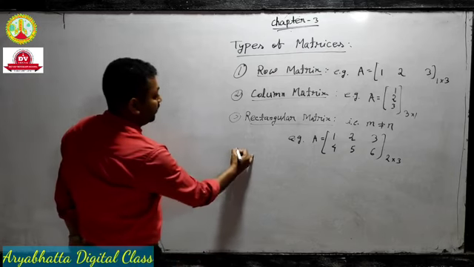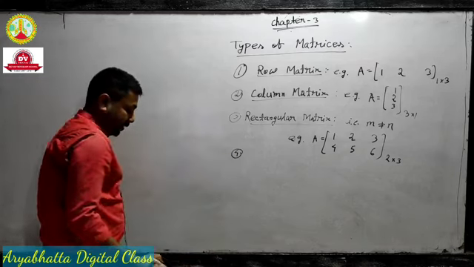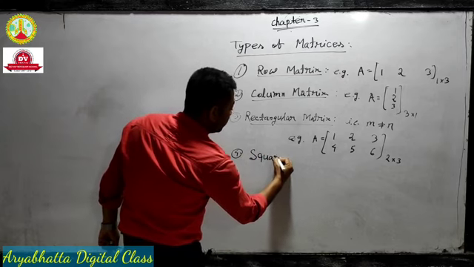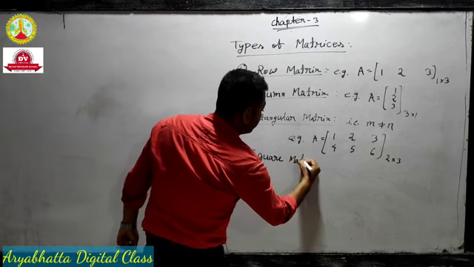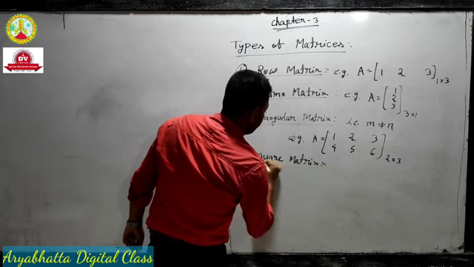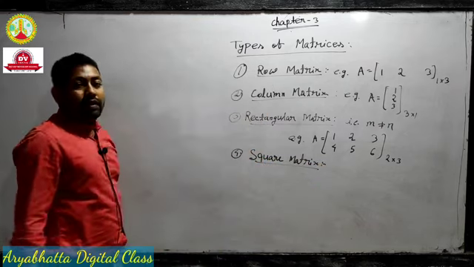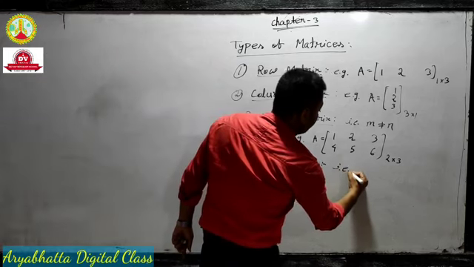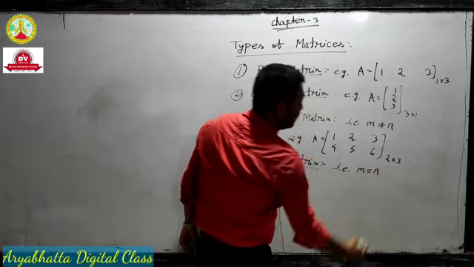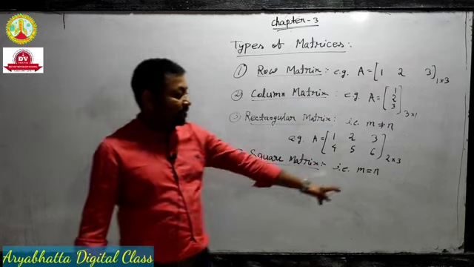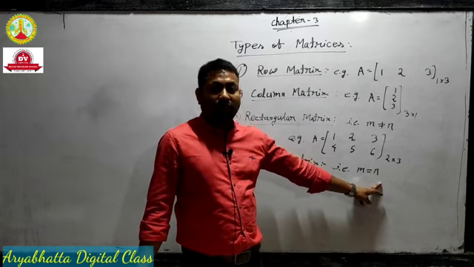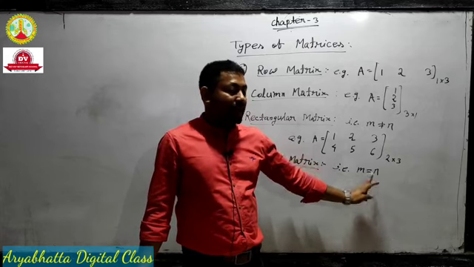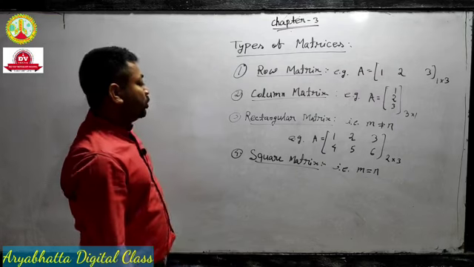Next, number 4, square matrix. If the number of rows is equal to the number of columns, that is, m equal to n, where m means the number of rows and n means the number of columns, that matrix is called a square matrix.